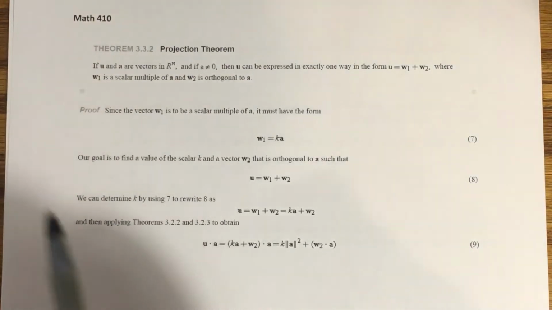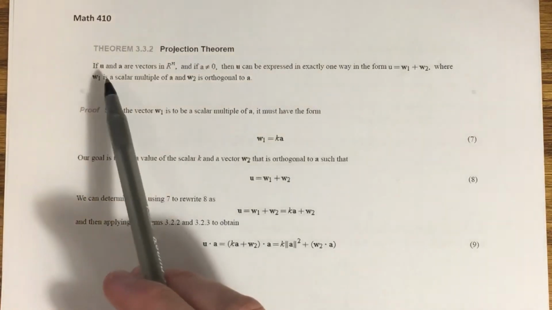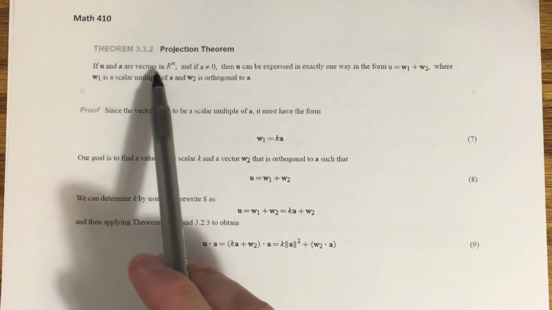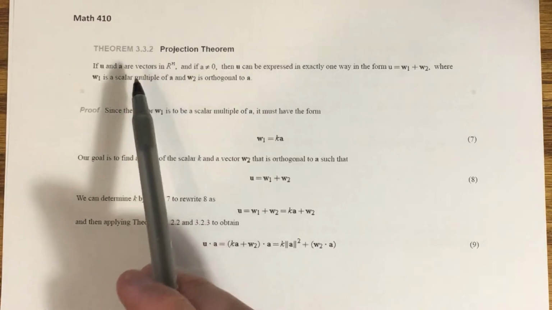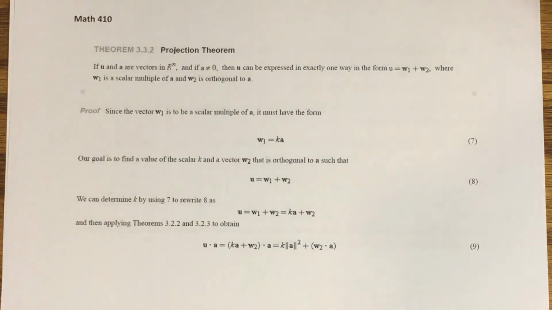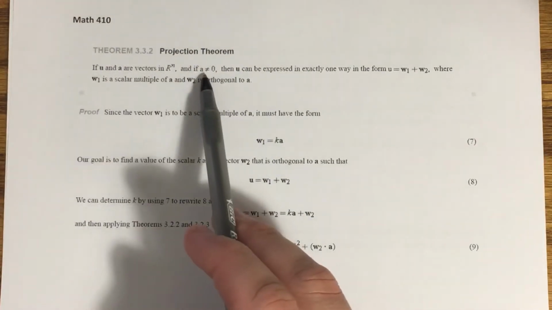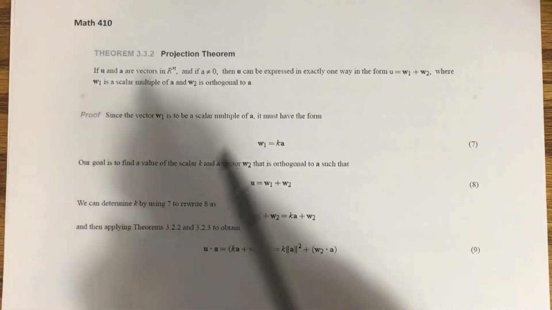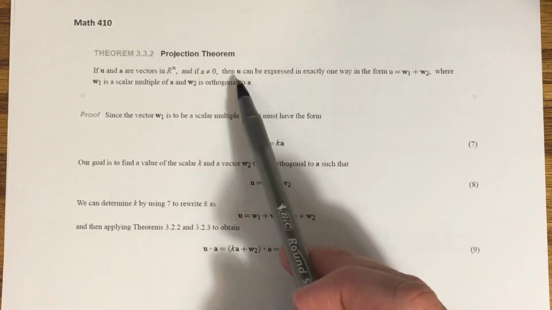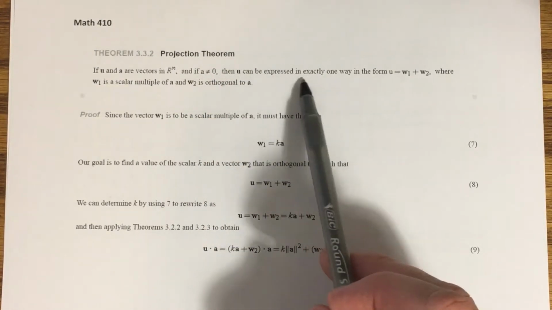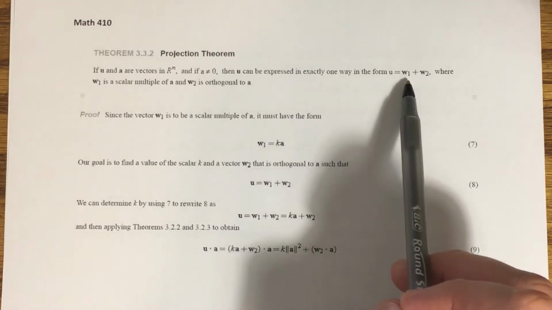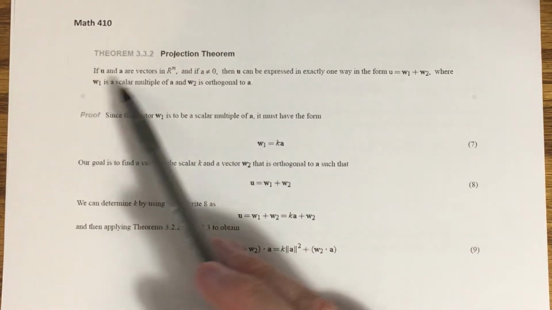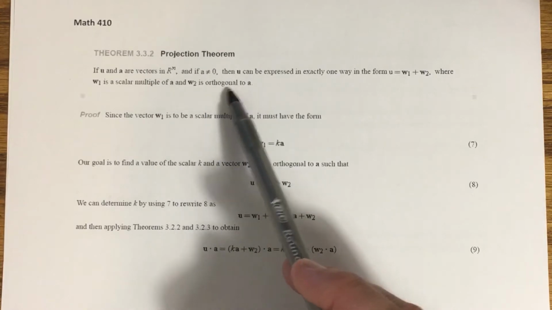As we saw on the previous page, we're going to assume u and a are vectors, but this time we're going to assume that they're in Rn. There's no need for them to be vectors that we can easily visualize, meaning vectors in 2-space or 3-space. This will work for any vectors in Rn. And we're also going to assume that a is a non-zero vector, because you can't project a vector onto the zero vector. Then this theorem states that under these assumptions, u can be expressed in exactly one way in the form W1 plus W2, where W1 is a scalar multiple of a and W2 is orthogonal.